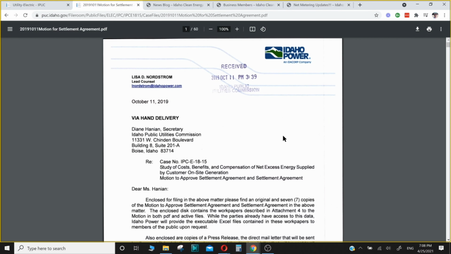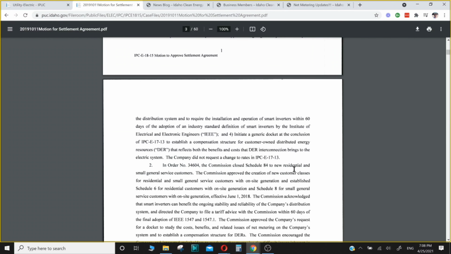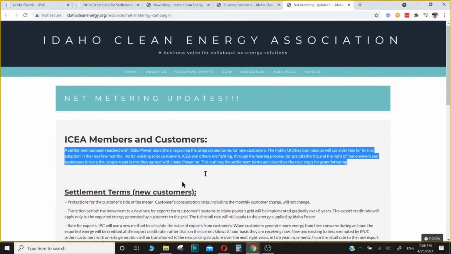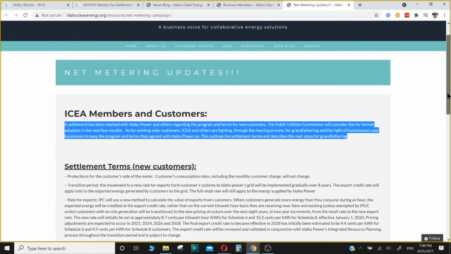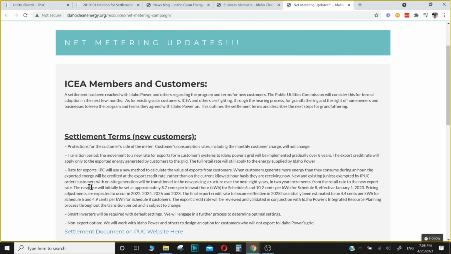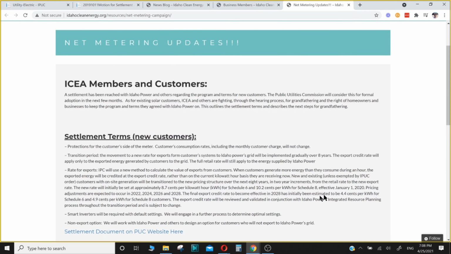Well, anyway, the parties that accepted the agreement and everything in it, which would have basically, over the last few years, cut in half the rate that customers were paid for their power. So it wouldn't pay them at the retail rate, 8 and 10 cents. It would fall over the course of a few years down to 4.9 cents and 4.4 cents. So it would have cut in half the net metering policy here in Idaho. And again, the ICEA signed on to this.